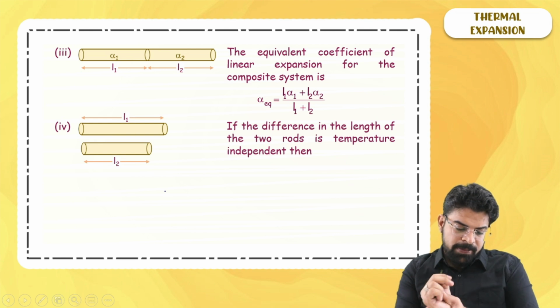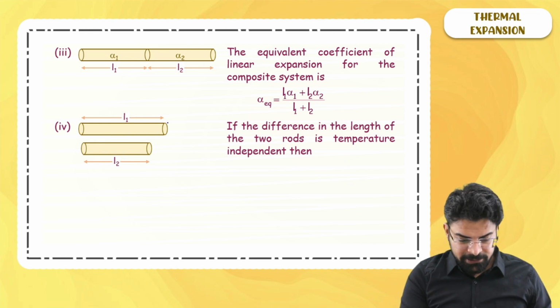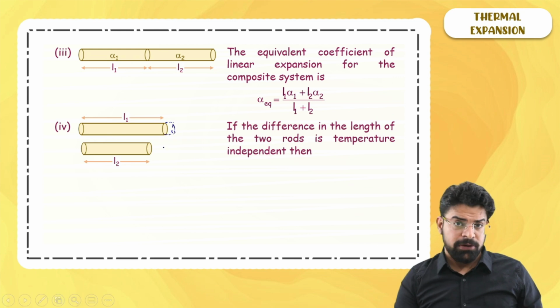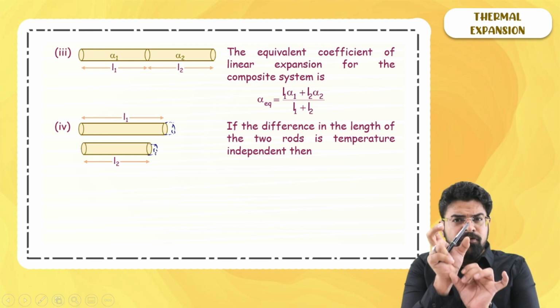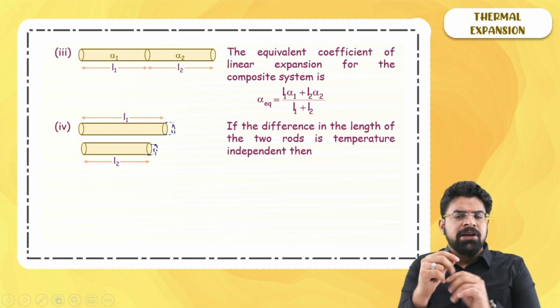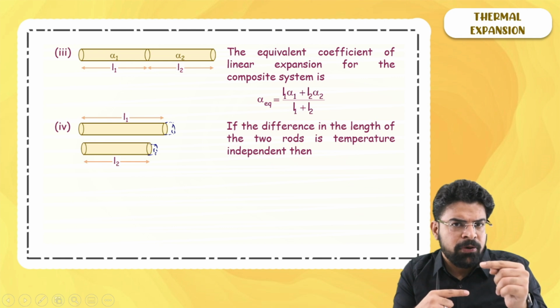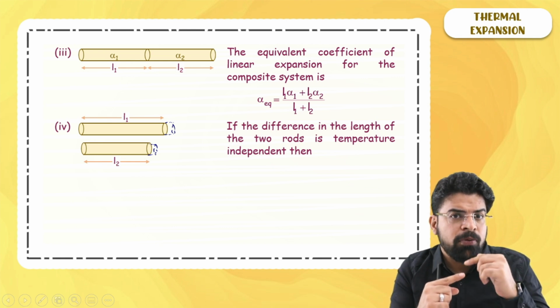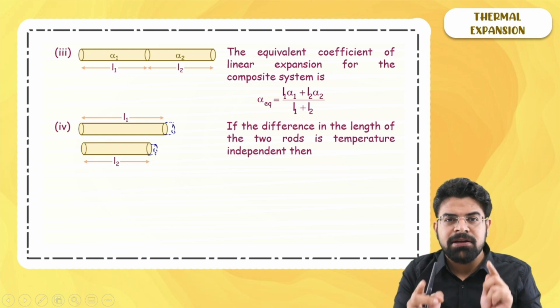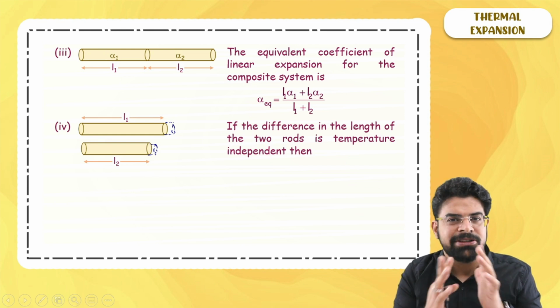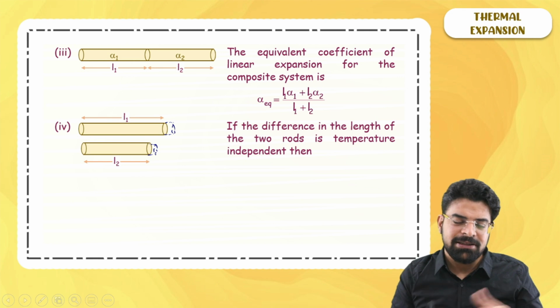So sir, this can happen when the increase in the length of first rod is the same as the increase in the length of second rod. If the length of both the rods on heating increases by the same amount, then the difference in the length will be constant. So you will say this is a simple question.